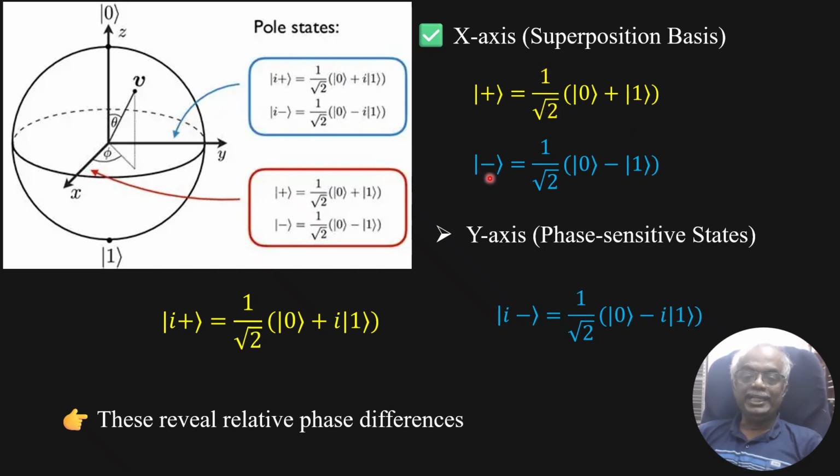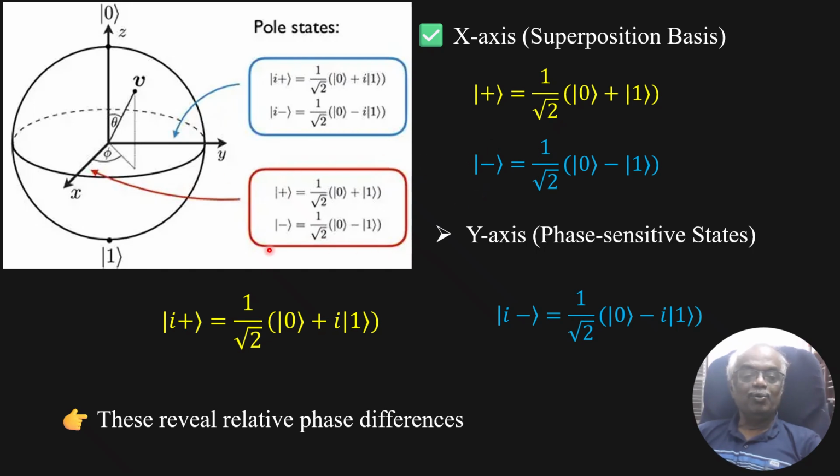We are assuming it is having equal probability because 1 over square root 2 is the probability amplitude. And |−⟩ is 1 over square root 2 (|0⟩ − |1⟩). So this is given in the red color rectangular box. The |+⟩ indicates the positive x direction and |−⟩ indicates the negative x direction. From the x-axis, we can find the direction of the movement of the waves.